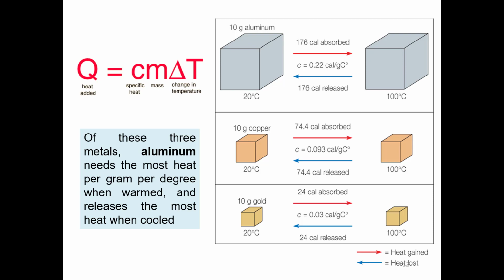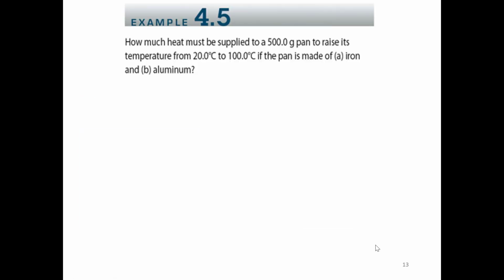another variable we need to take into account, besides mass and change in temperature, is the specific heat, which is one property of the material. Then let's solve one problem in which we apply the equation that correlates heat and temperature. We want to calculate how much heat must be supplied to a 500 grams pan to raise its temperature from 20 degrees Celsius to 100 degrees Celsius, if the pan is made of iron and if the pan is made of aluminum.